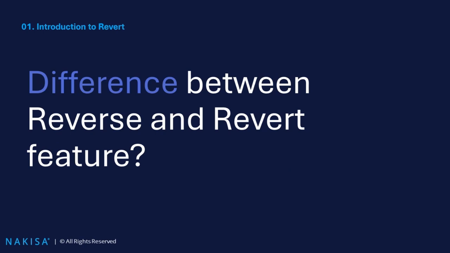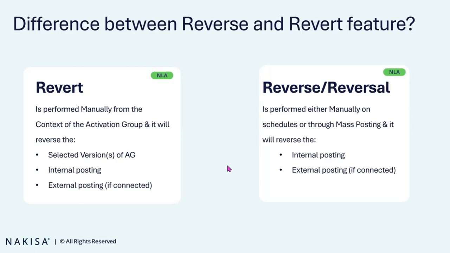Difference between reverse and revert feature. So we already had a reverse feature in our previous version as well. The reverse is basically you're either manually or on the schedules on the UI itself or through mass posting, you will reverse the postings internally. So that basically reverses the journals. And then it will be also externally posted if you're connected and you run your SAP posting bot.